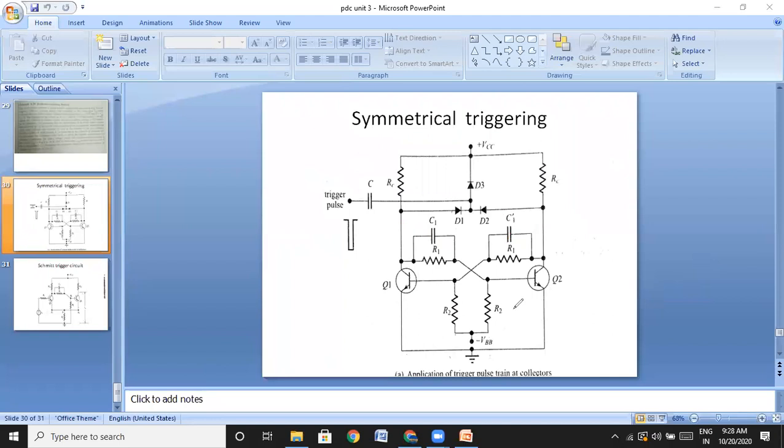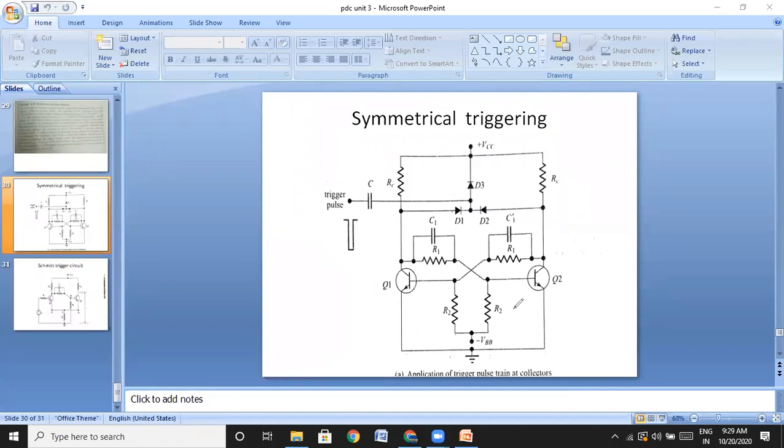Already at the time of starting, I said there are two types of multivibrators: one is collector coupled, another is emitter coupled. Emitter coupled is what we call a Schmitt trigger. And the collector coupled bistable multivibrators are the self biased and fixed biased ones. For self biased and fixed biased, we get different drawbacks.